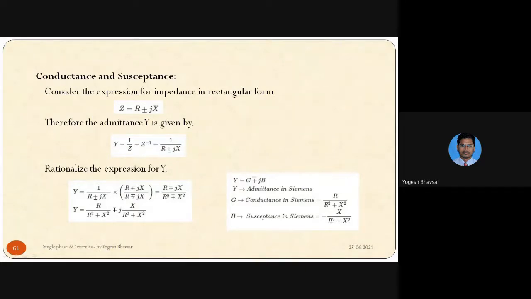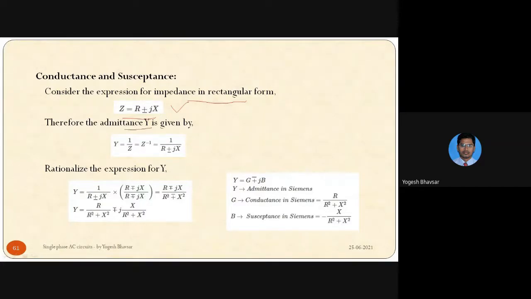Then last, the definition of conductance and susceptance. Just like in impedance there are two parameters, resistance and reactance, similarly in admittance there are also two parameters. One is called the conductance and the other is called the susceptance. How you can pronounce it: susceptance. Consider the expression for impedance in the rectangular form. We know that impedance in the rectangular form, Z is equal to R plus minus jX.